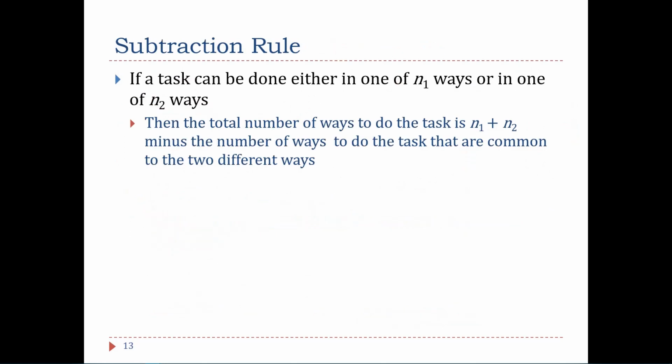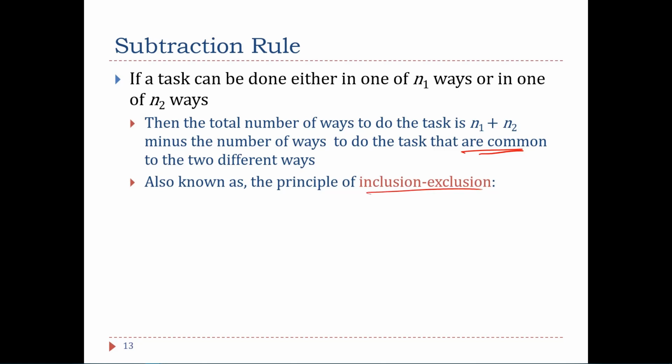So what about the subtraction rule? It goes hand in hand with the addition rule, or the sum rule, and it happens when you have certain redundancy among the ways that you have counted. So it's also known as the inclusion-exclusion principle.